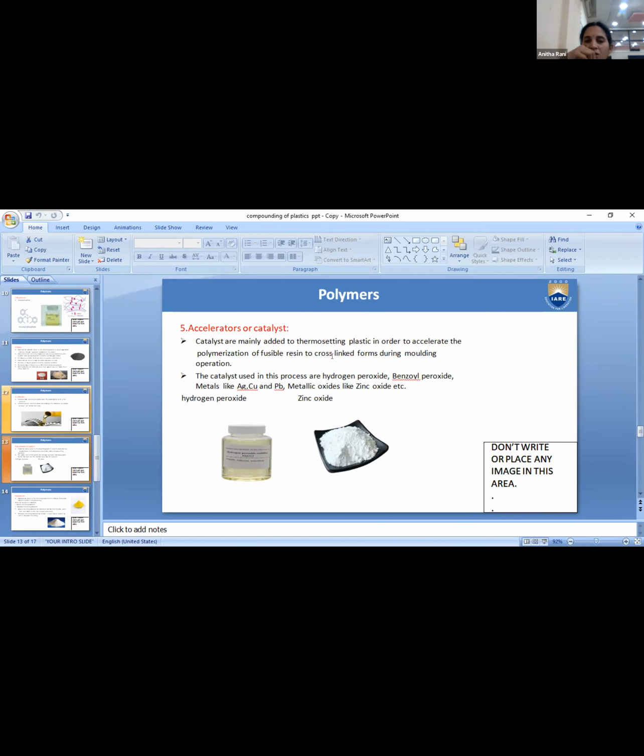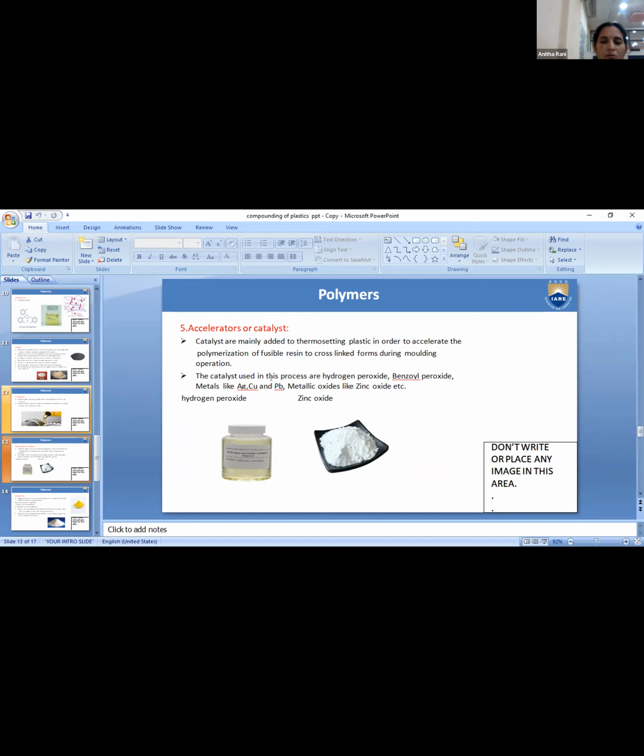Because some polymers, thermosetting resins, some polymers, they will have the fusible resin, means they will have the straight chain structure. So to convert that straight chain structure to cross-linked form, we will use catalyst. We will use catalyst to increase the polymerization process so that it slowly converts from fusible, straight chain resin to cross-linked forms during molding operation. So we will use catalyst for thermosetting plastics.